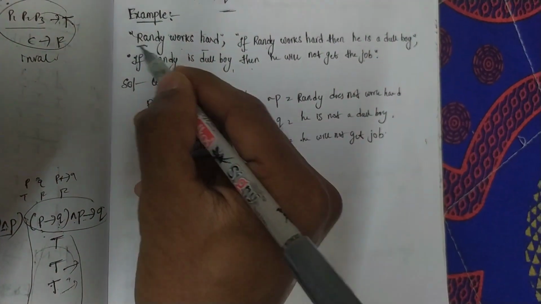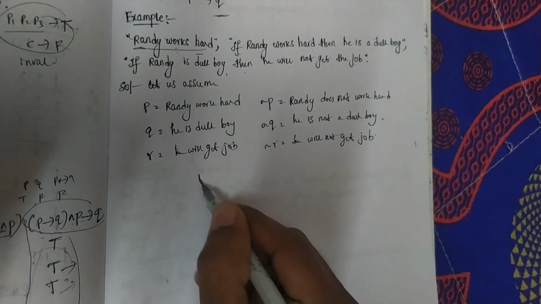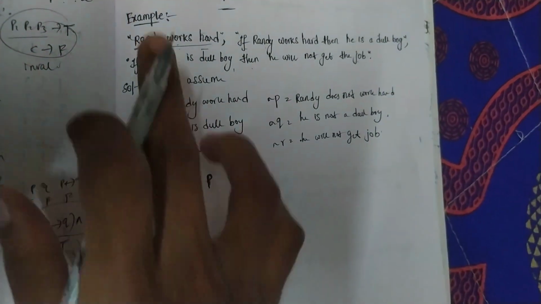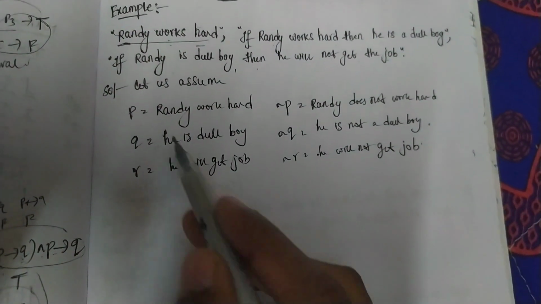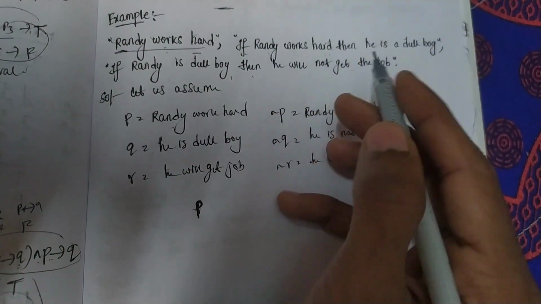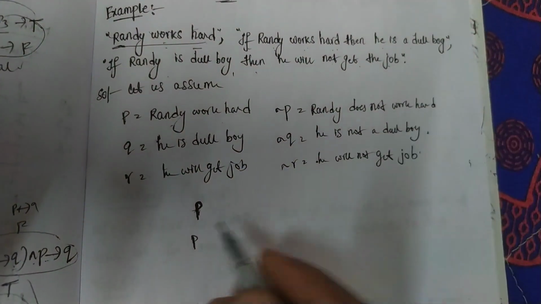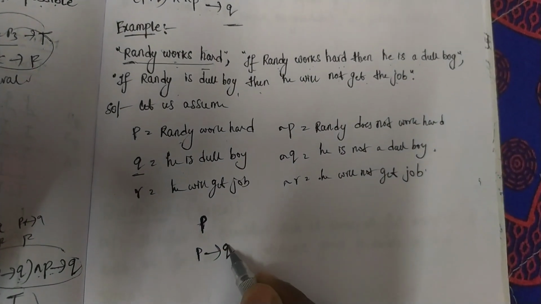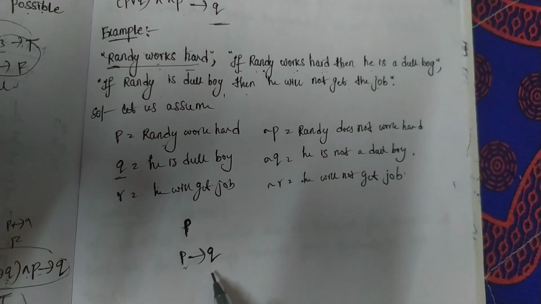So here, first of all, given that, that is premise 1: Randy works hard, that is P. The comma means this is the first premise. Randy works hard means P, because P equals Randy works hard. Now the second premise: if Randy works hard, that is P, then he is a dull boy, that is Q. If Randy works hard, P implies Q, he is a dull boy.